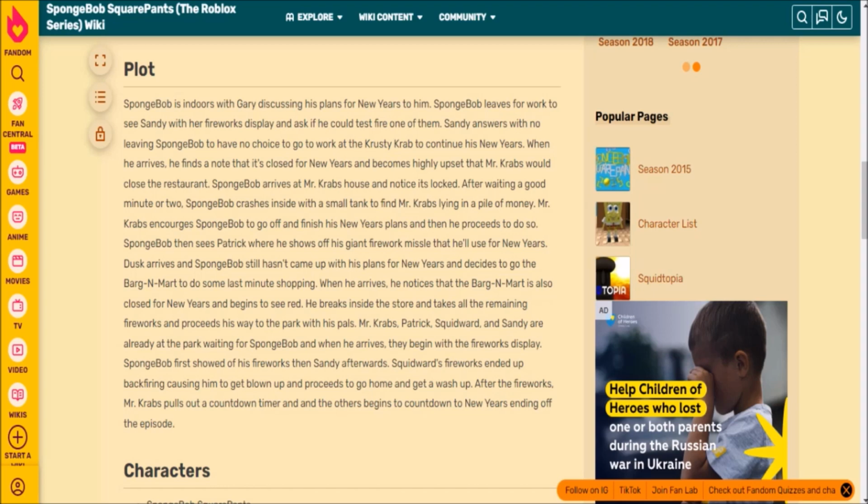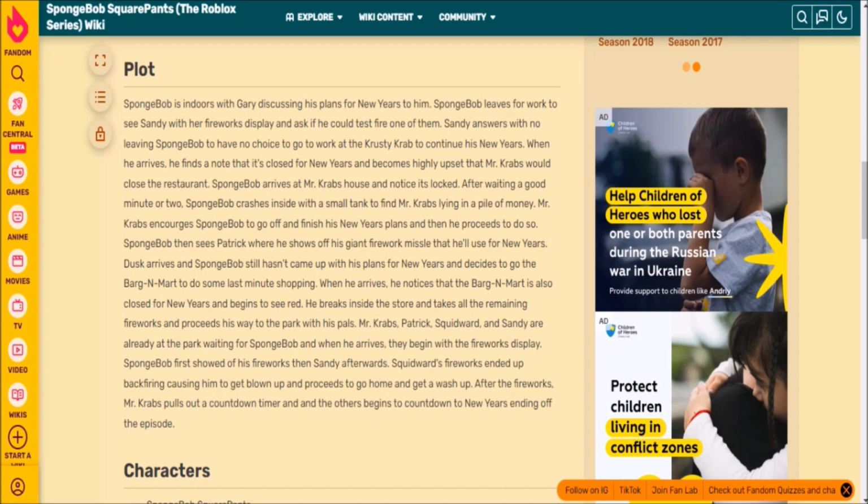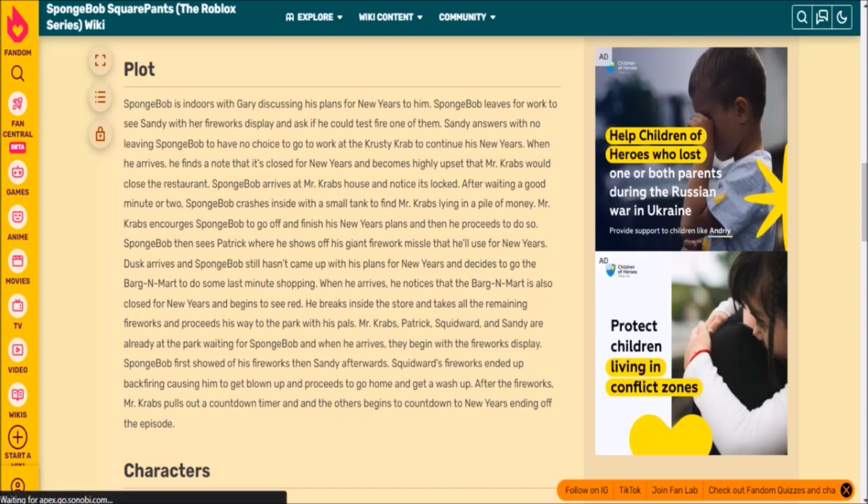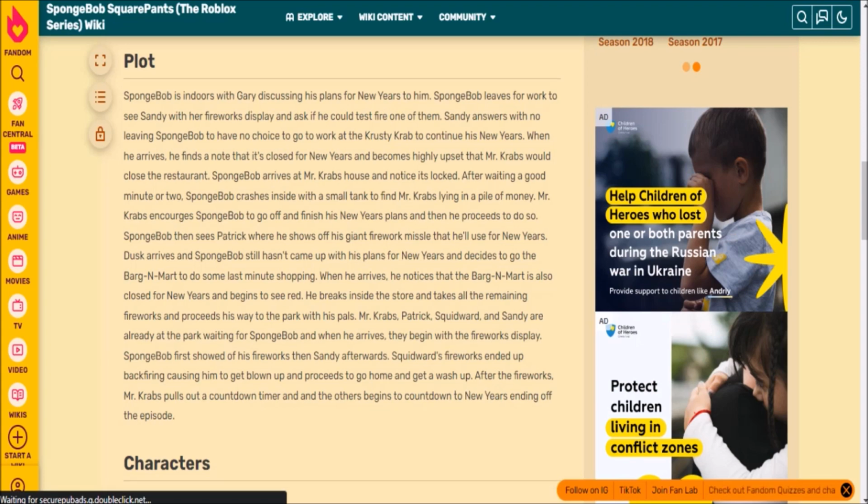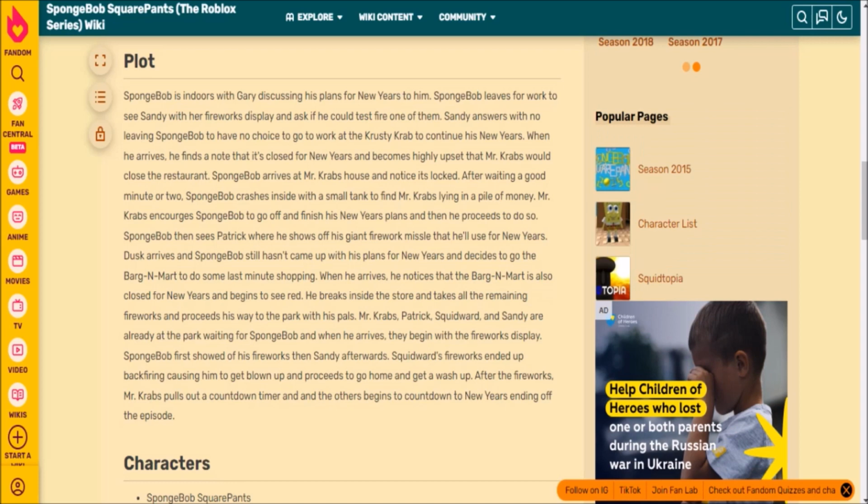SpongeBob arrives at Mr. Krabs' house and notices it's locked. After waiting a good minute or two, SpongeBob crashes inside with a small tank to find Mr. Krabs lying in a pile of money. Mr. Krabs encourages SpongeBob to go off and finish his New Year's plans, and then he proceeds to do so.